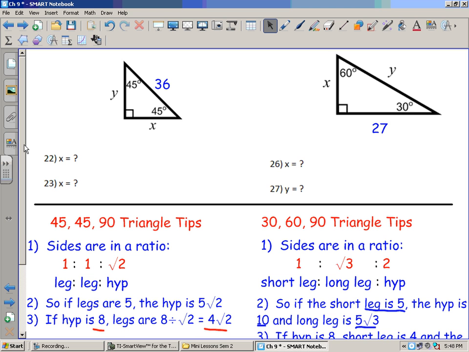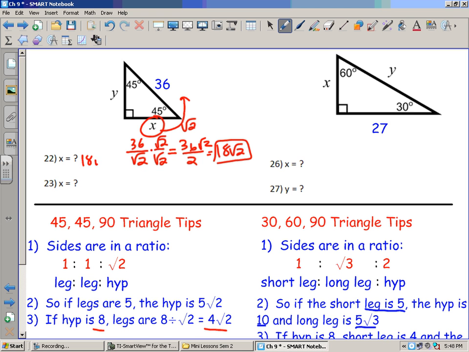So looking at this problem, I've got a 45, 45, 90 where the hypotenuse is 36. Since I need to find the legs, the legs are 36 divided by root 2, because if I take a leg and times it by root 2, I get the hypotenuse, and if I take the hypotenuse and divide by root 2, I get the legs. So to rationalize the denominator, I get 36 root 2 over 2, which gives me 18 root 2. So both x and y, even though it's misprinted, are both 18 root 2.